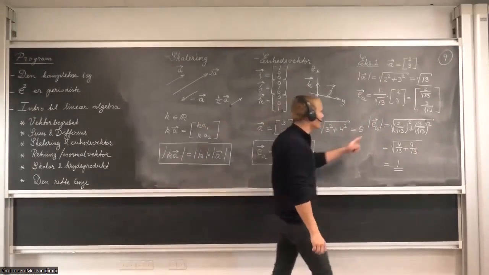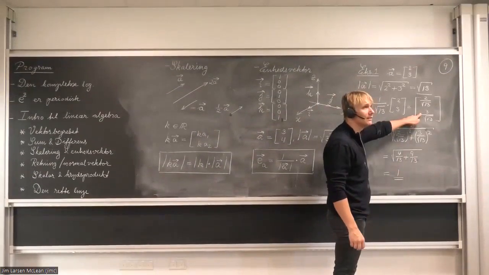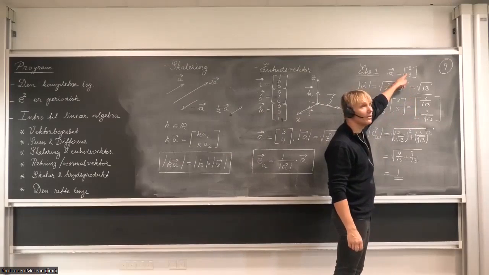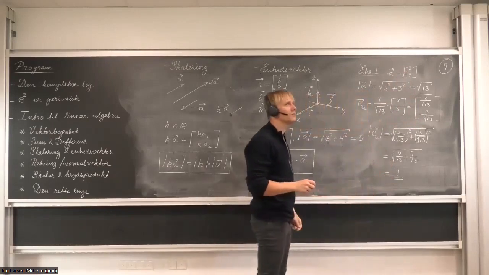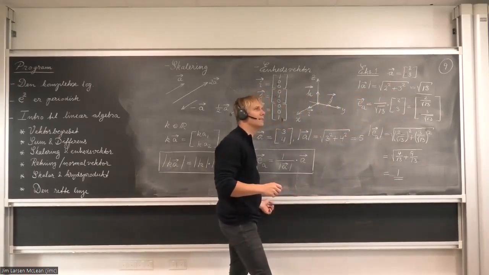And besides being a unit vector, what's cool about this vector is that it points in the same direction as A. It's a useful tool in mechanics. It's really handy in mechanics. It's quite clever to find a vector that's 1 unit long and points in the same direction as a given vector.